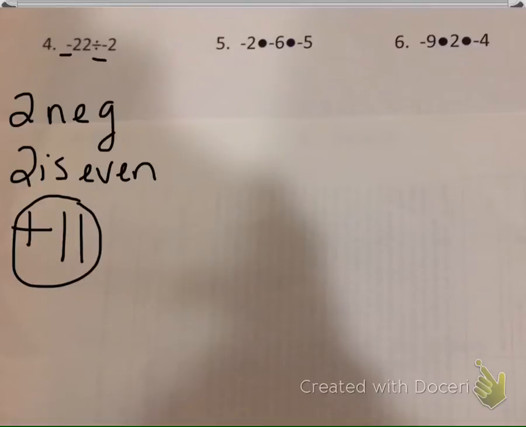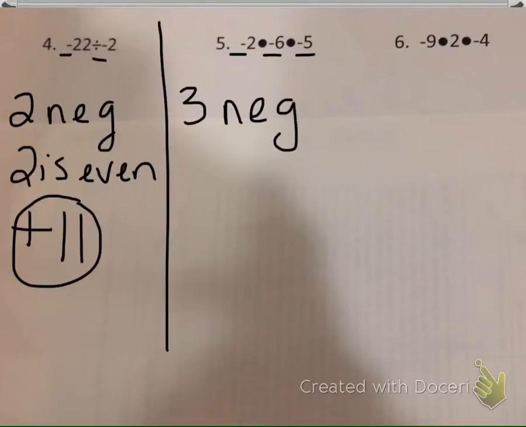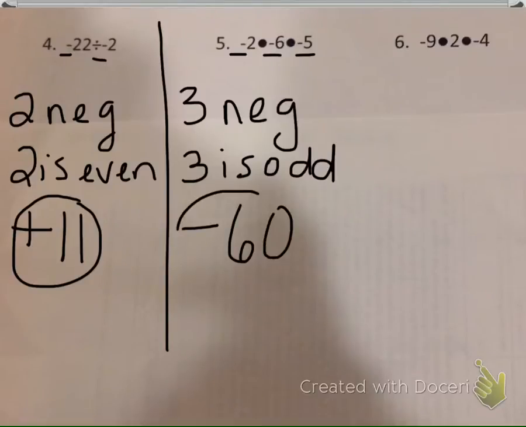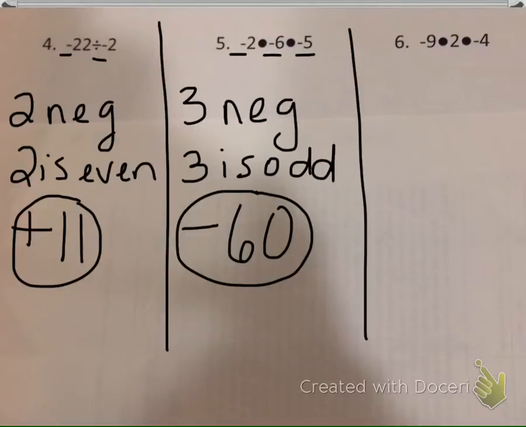Okay, number 5. How many negatives do I have? 1, 2, 3. 3 negatives. The number 3 is odd. So my answer is negative. And then you just do the multiplication. Now on this problem, I would do 2 times 5. Well, actually, you could do it any way you want. It's pretty simple. 2 times 6 is 12. 12 times 5 is 60. You should know those facts off the top of your head. If you wanted to do 2 times 5 is 10, and then 10 times 6 is 60, that's fine too. But that's easy enough.